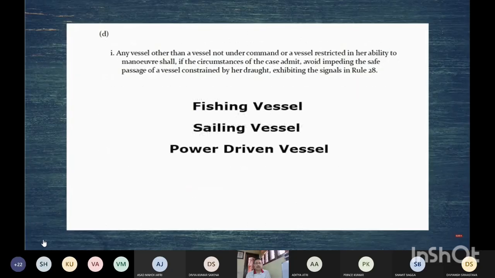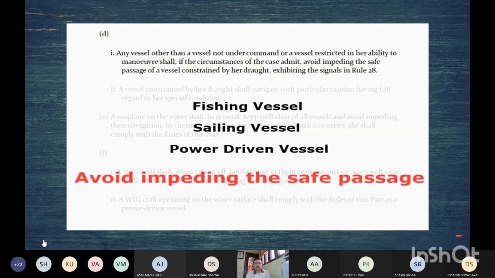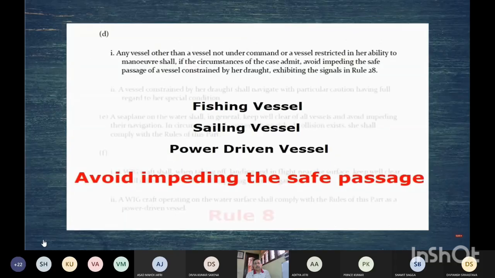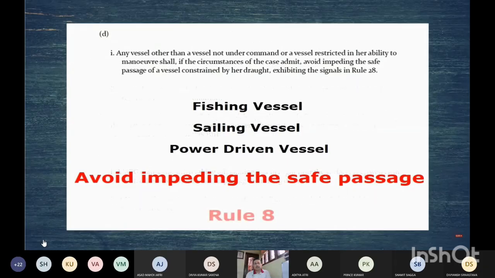So this means fishing vessels, sailing vessels, and power-driven vessels all need to avoid impeding the safe passage of a vessel constrained by a draft. Now, exactly what we mean by this is clarified actually a little bit in Rule 8, which talks about action to avoid collision. But I'll just explain it back on the diagram.